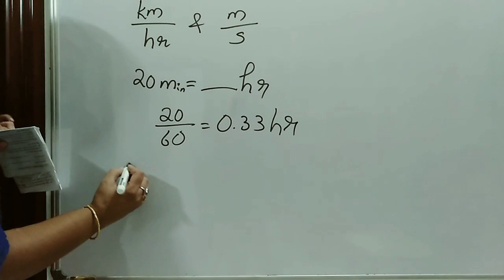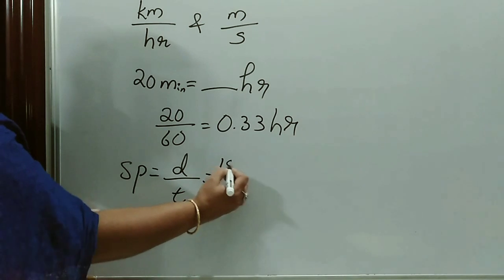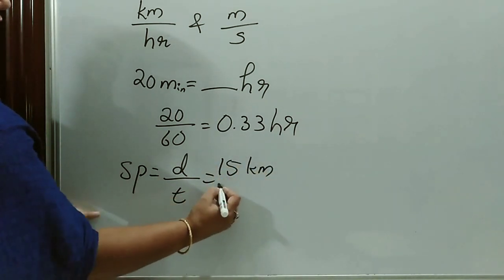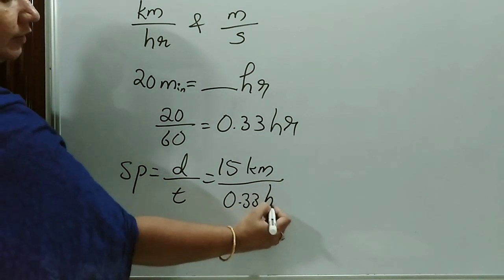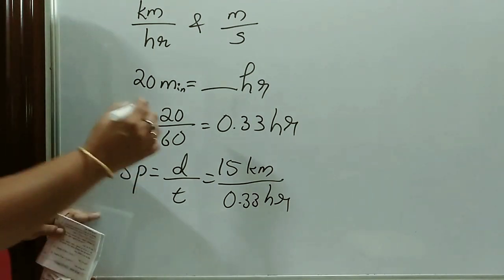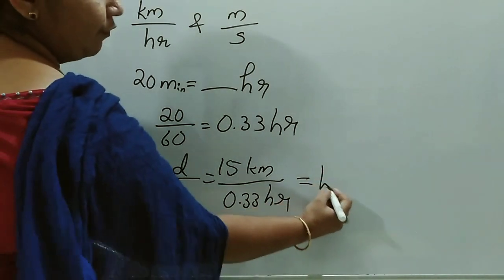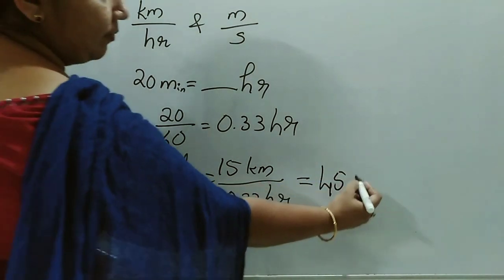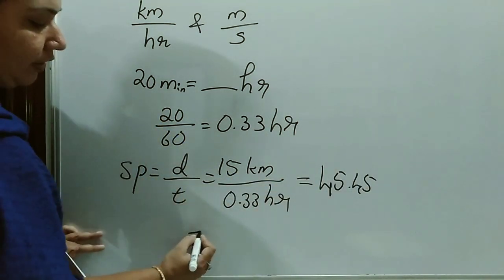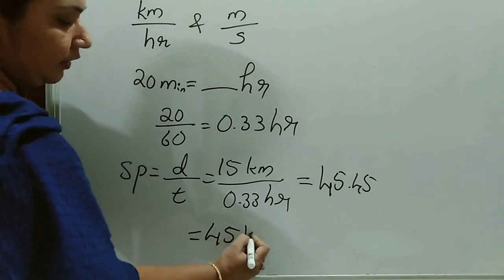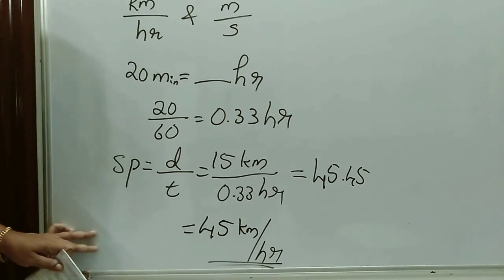So how will you find the speed? Speed is equal to distance by time. Distance is 15 kilometer and time, after we convert minute to hour, is 0.33 hours. When you divide 15 by 0.33, you will get 45 point decimals, 45, 45, likewise it will go on. So we can round it up and write it as 45 kilometer per hour. So we got the first answer in kilometer per hour.